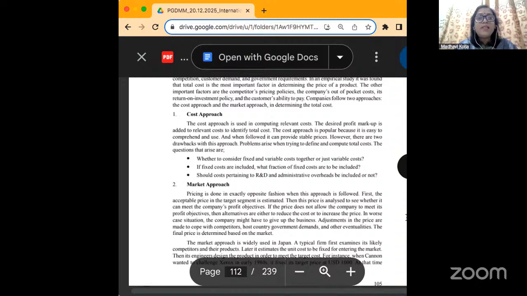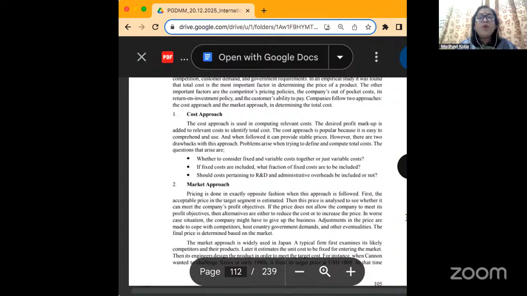In an empirical study, it was found that the total cost is the most important element in the determination of the price of a product. However, there are other important factors that also need to be considered, like the competitors' pricing policies, the company's out of pocket costs, like we just talked about, traveling internationally, its return on investment policy, what is the ROI that the company is expecting, the customer's ability to pay, etc.